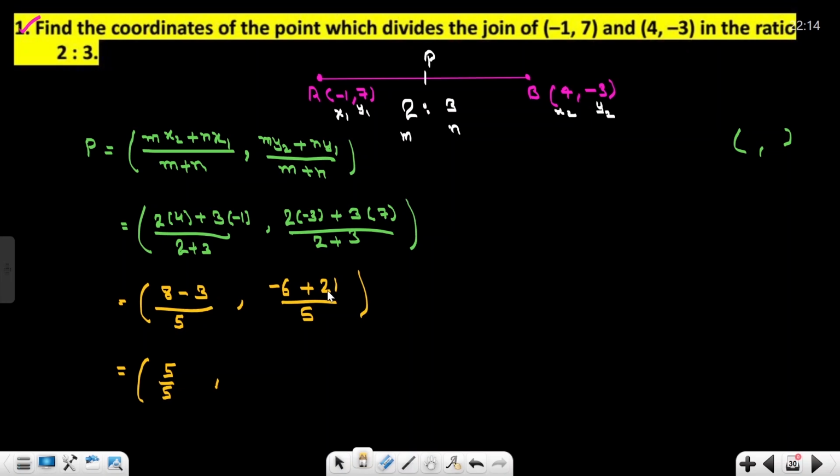it means we always subtract the terms. 21 minus 6, what do we get? 15. Which term is greater? 21. The 21 sign is positive, so the sign is positive. Divide by 5. 5 divided by 5, we get 1. 15 divided by 5, we get 3. So the P coordinate is what? 1, 3. Answer.